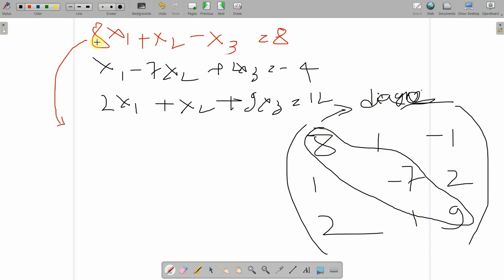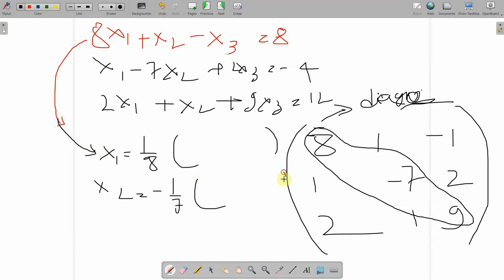Got it, Sagnik? So from here you will be calculating. Whatever you did, just cross it, and you have to do it from here. So from here you will get x1 equals 1/8, x2 equals minus 1/7, and x3 equals 1/9, and the rest. Any question? So that's the trick for the Jacobi method: you have to look after the diagonally dominant condition, and then do it.